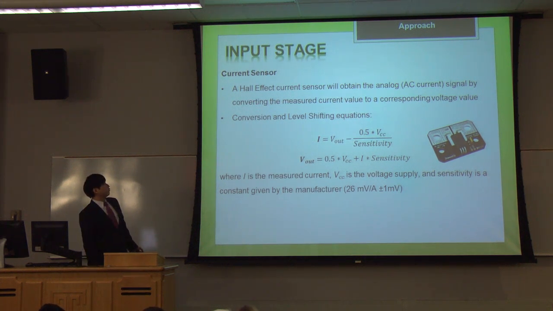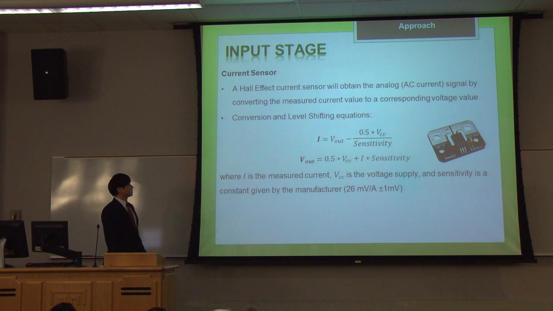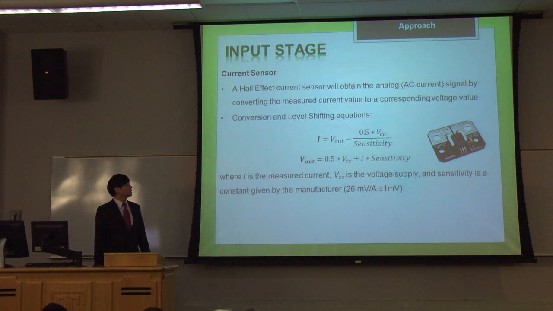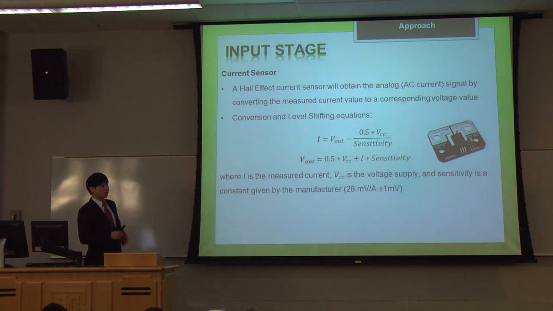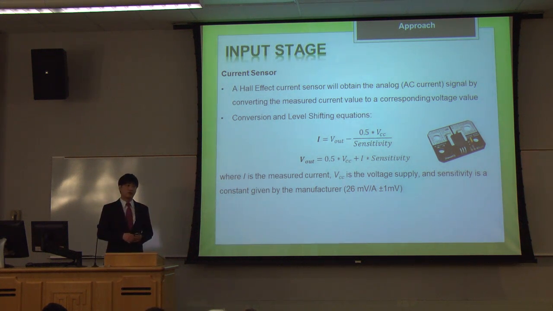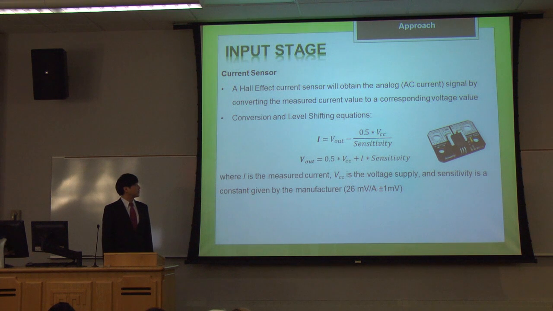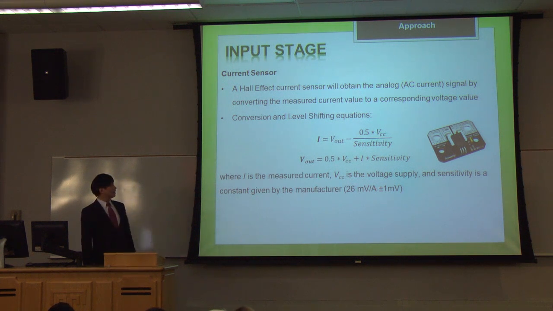Current sensor. We are going to use the Hall effect current sensor. We will obtain the analog signal by converting current to equivalent voltage. So these are the equations of the converting and the level shifting. I is for current, and the voltage Vout is for the equivalent voltage.